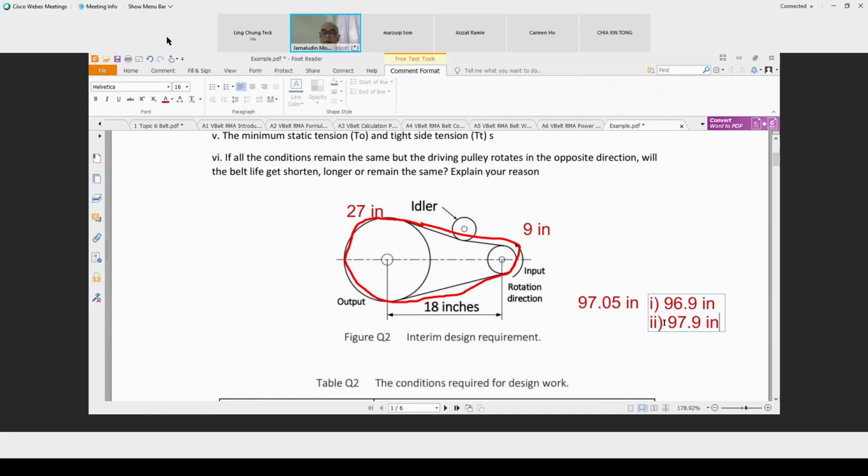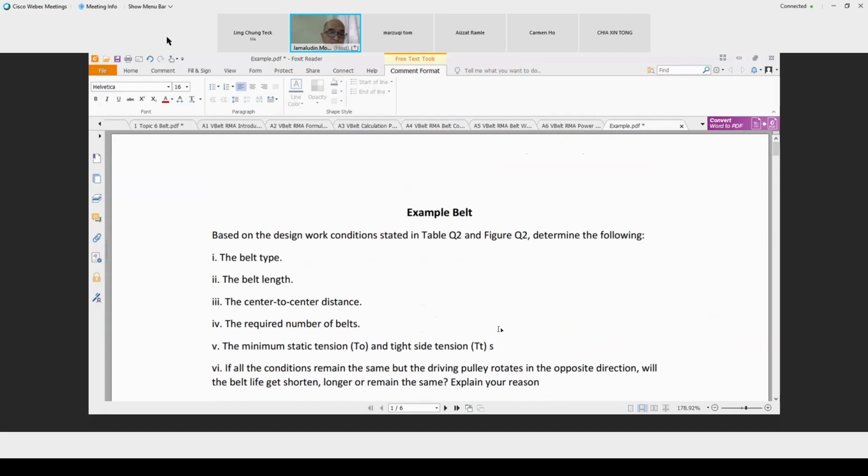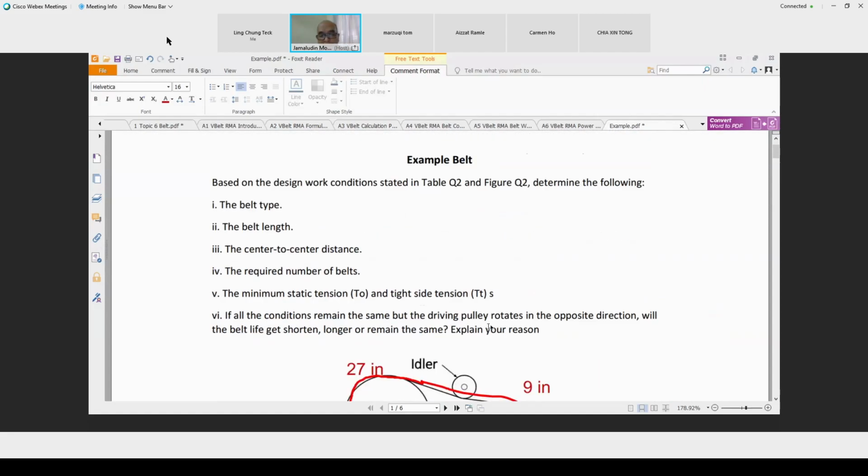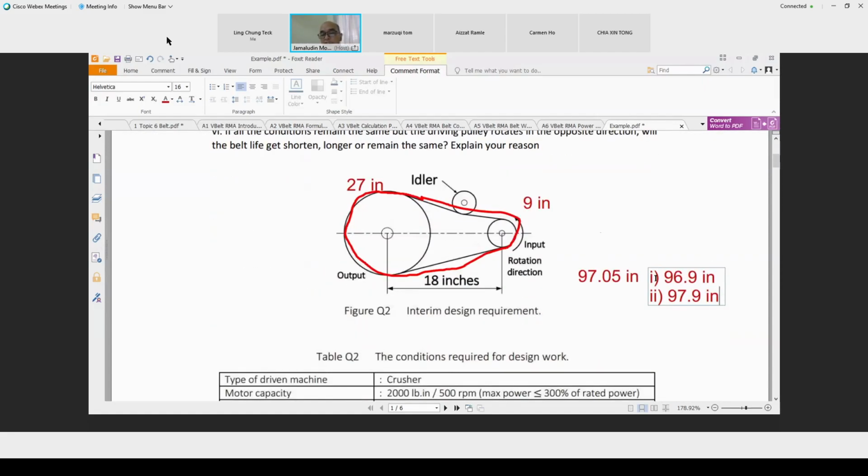Right. Okay. What it means here is that this 97.05 inch is for a 9 inch diameter small pulley, 27, and the center distance of 18 inches. In the question, we don't say anything about whether the center to center distance is going to be minimum or maximum. If you don't state that, you can have two possible choices. You can have this one, 96.9, which is going to be shorter than this, meaning that if you choose this one, your center to center is going to be less than 18. Is it right?